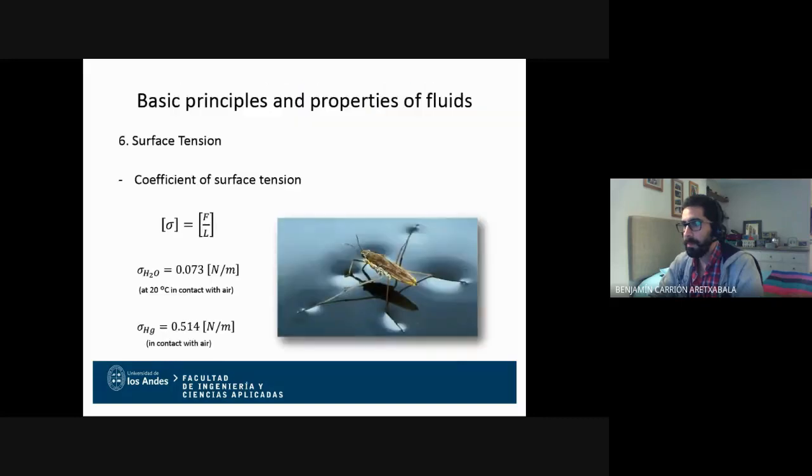Okay, and this is a picture of a water strider, which is the insect that I told you about before. And here is a typical value of surface tension of water. It's about 0.07 newtons per meter. Okay, so it's a very small value. Here, by comparison, you have another value for mercury, which is an order of magnitude larger. So I'm going to leave you an idea.